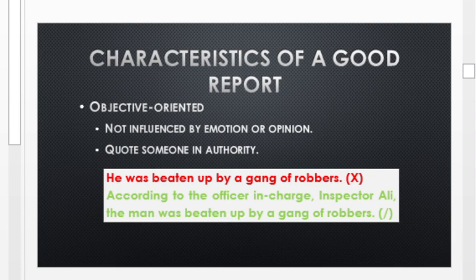This one is very important when it comes to reporting an incident, or if you are writing for a newspaper or a magazine, or who knows, like nowadays a lot of people are writing for online magazines and online news. So make sure that it is objective oriented, and it does not involve emotion or opinion, and involves someone in authority when you are writing a report.